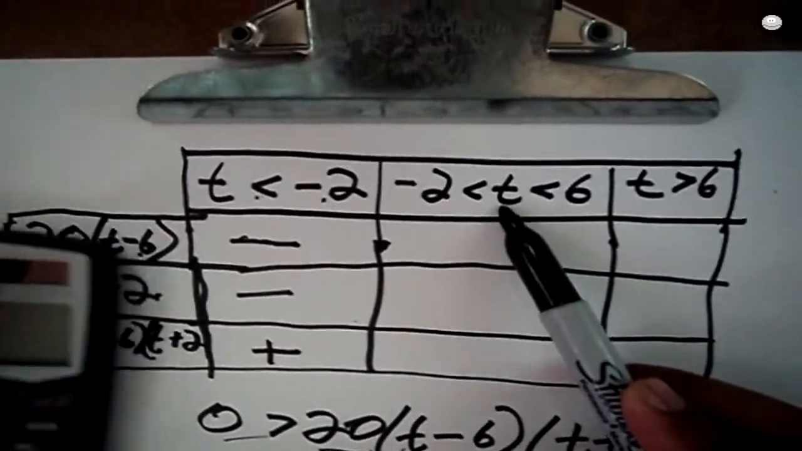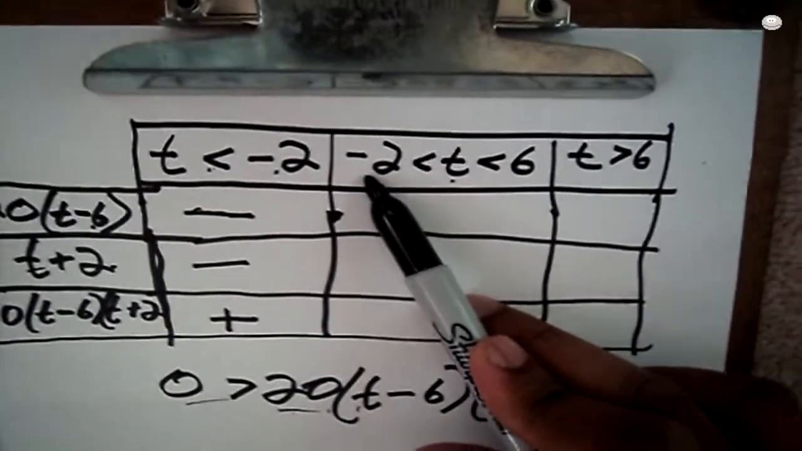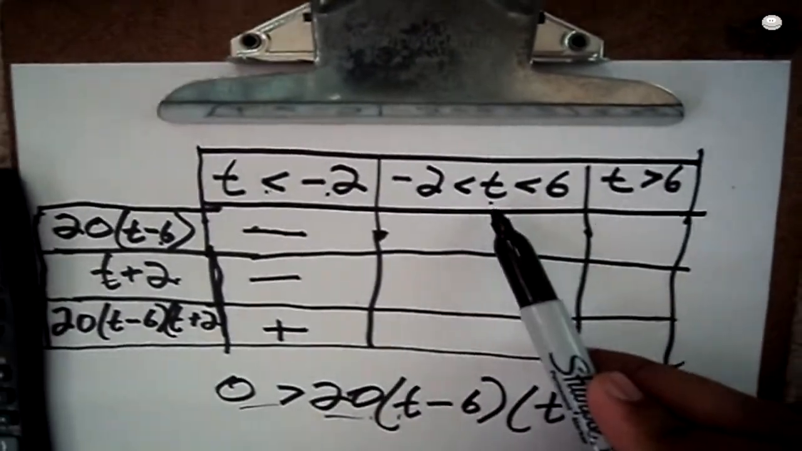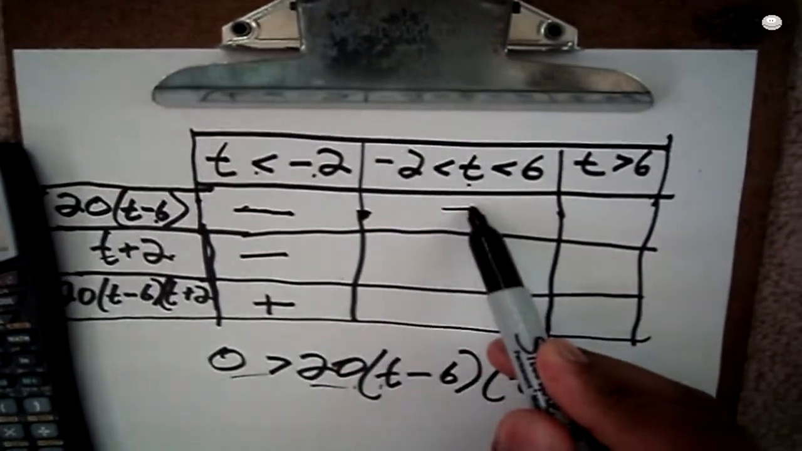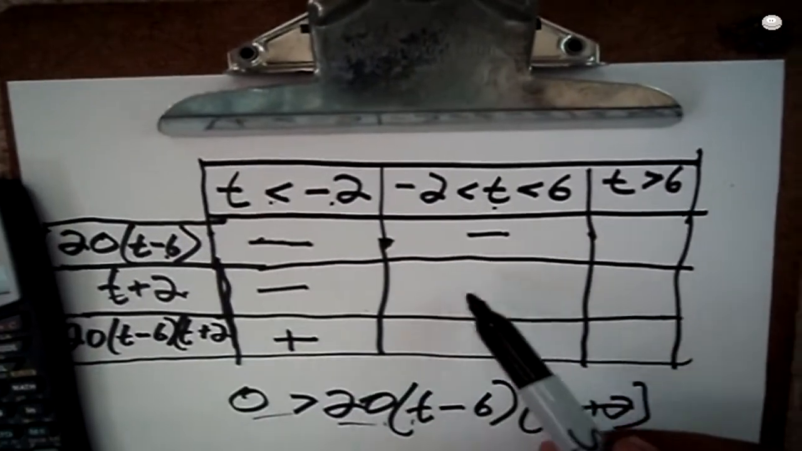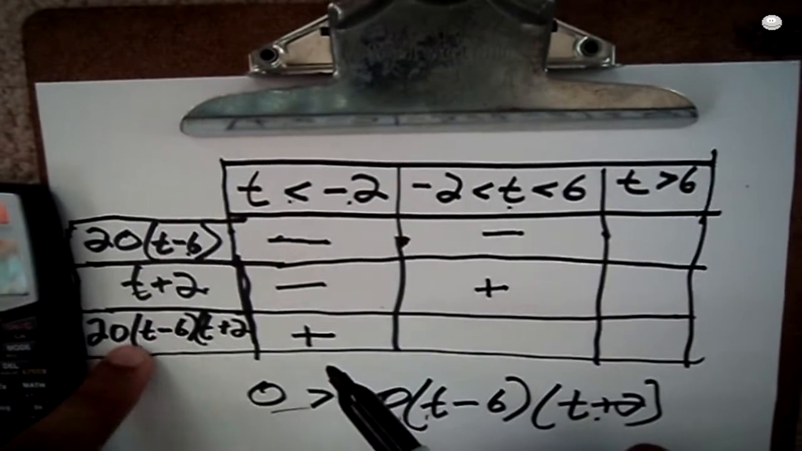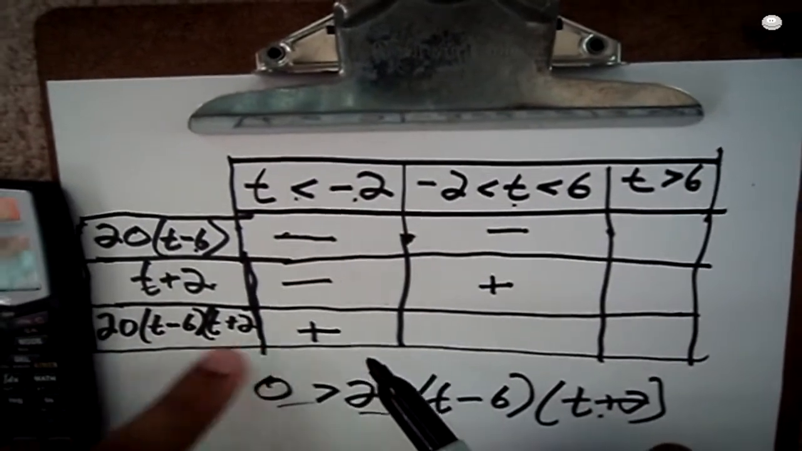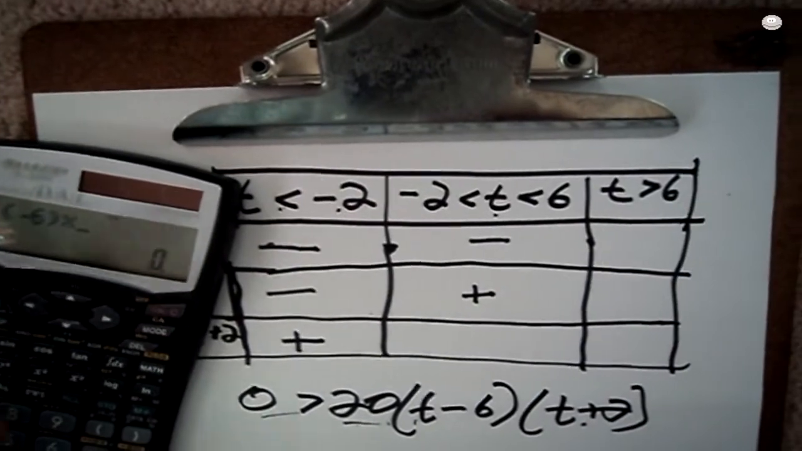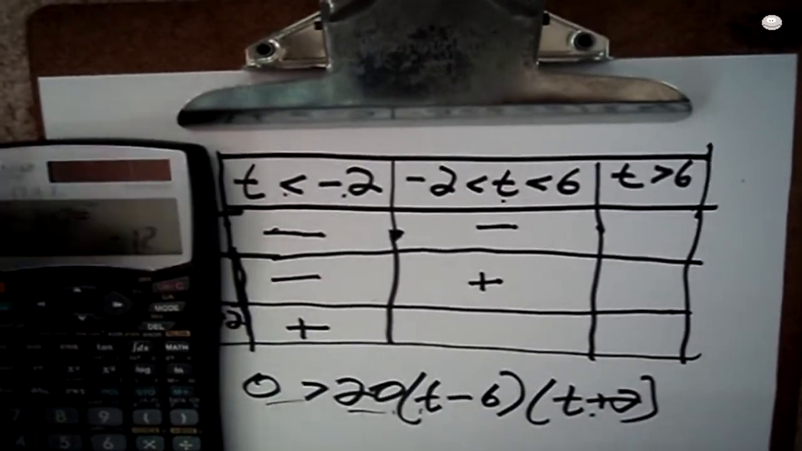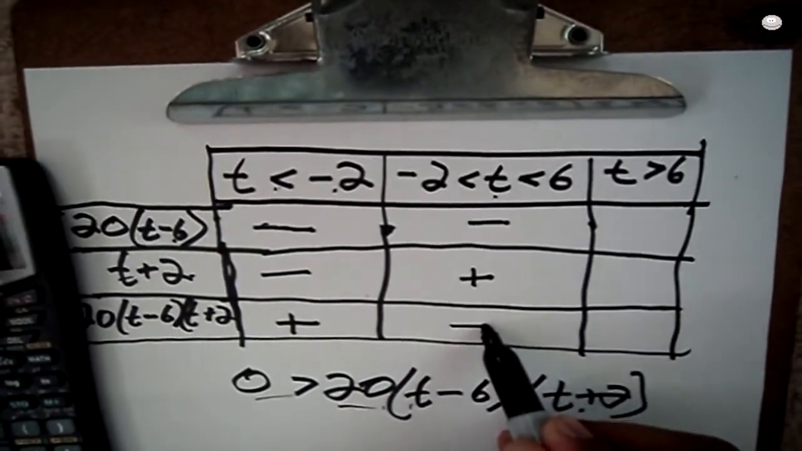Next we're going to do a number in between negative 2 and 6. We'll use 0. 0 minus 6 gives us negative 6, that's a negative number. 0 plus 2 gives us a positive number. Negative 6 times 2 gives us a negative. That's what we have right here.